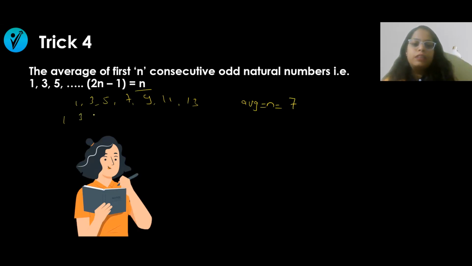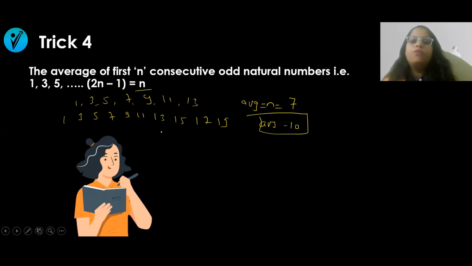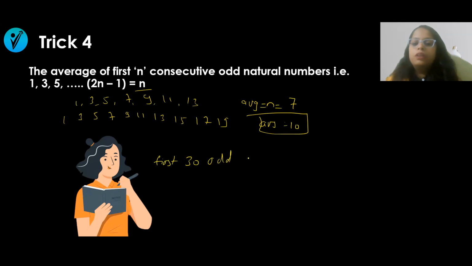If I took 1, 3, 5, 7, 9, 11, 13, 15, 17, 19, what will be the average here? N will be equal to the average. So average will be 10 here. If I asked you what is the average of the first 30 odd natural numbers, average will be 30. Whatever is the n, that is the average, because n is the average. So this is your trick number 4. I hope you have understood this trick number 4.